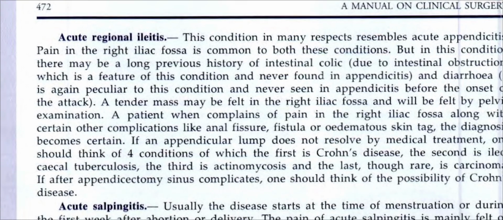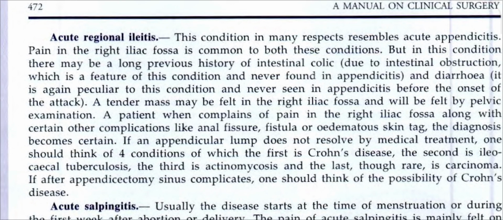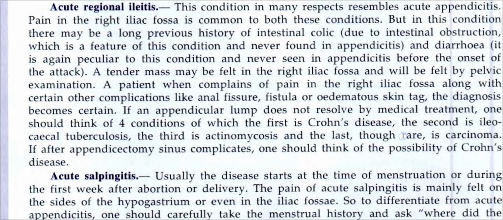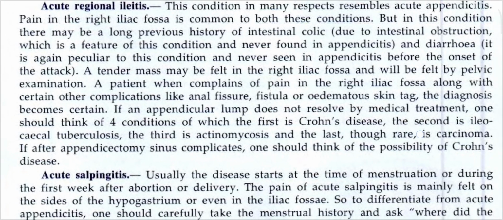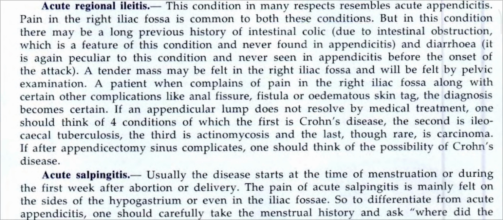Acute regional ileitis. This condition may resemble acute appendicitis. Pain in the right iliac fossa is common in both these conditions, but in this condition, there may be a long previous history of intestinal colic due to intestinal obstruction, which is a feature of this condition and never found in appendicitis. And diarrhea is again particular to this condition and never seen in appendicitis before the onset of the attack. A tender mass may be felt in the right iliac fossa and will be felt on pelvic examination.